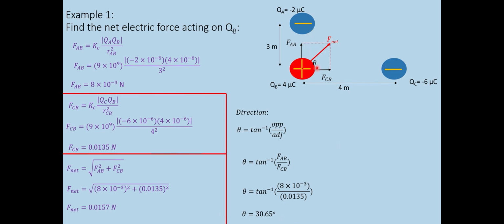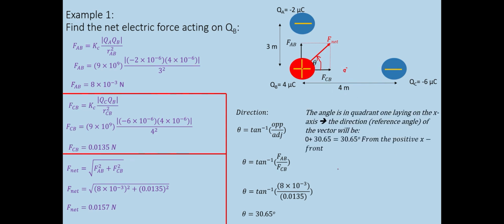We calculated the angle but not the reference angle. This angle is in quadrant 1 above the x-axis. So the reference angle, which is this one, is equal to, we start from 0 plus theta, so 0 plus 30.65 degrees, and we get 30.65 degrees from the positive x-axis.